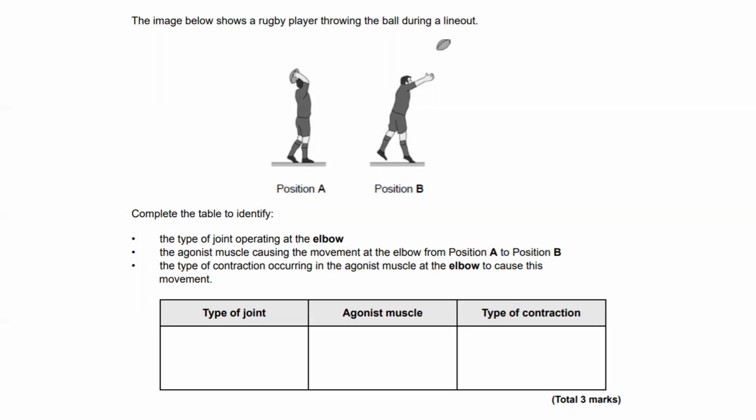So most people got the type of joint. For the type of joint, you're only ever going to be looking at hinge joints and ball and socket joints. Hinge joints are the elbow and the knee. So you can clearly see it says elbow, so you know that's going to be hinge joint. Most people got that. Okay, the agonist, as we know, is the muscle that's working to produce the movement. So on this one, when you're straightening the arm, the agonist, as most people said, is the triceps. The bit that people got mixed up with is the type of contraction.